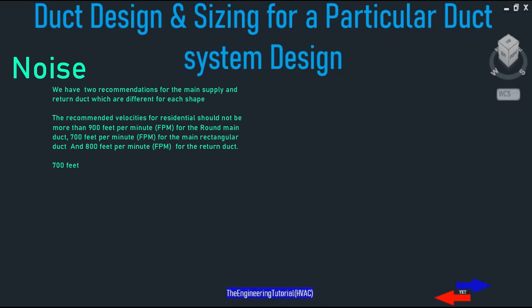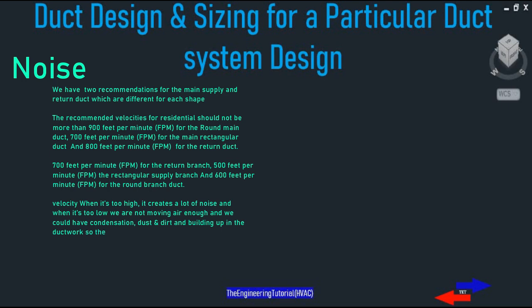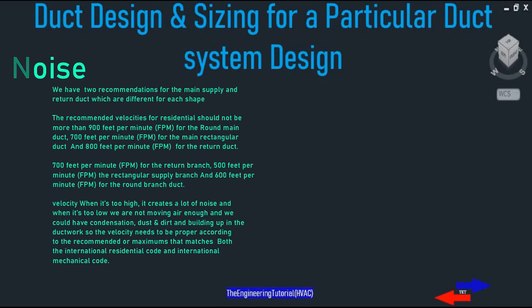The recommended air velocities for residential should not be more than 900 feet per minute for the round main duct, 700 feet per minute for the main rectangular duct, 800 feet per minute for the return duct, 700 feet per minute for the return branches, 500 feet per minute for the rectangular supply branches, and 600 feet per minute for round duct branches. So that varies depending on what the use of building is.